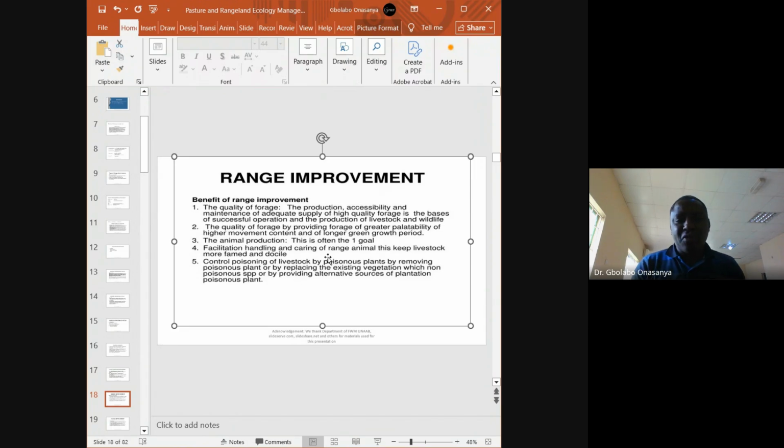So, benefits of rangeland management. When we manage our rangeland, when we manage our pasture land, we have improvement. The quality of forage will improve. The quality of grasses will improve. The quality of legumes will improve. The quality of other herbaceous plants will improve. There will be ecological balance that will support the quality of the grasses, legumes and other herbaceous plants, which ultimately will improve livestock production.